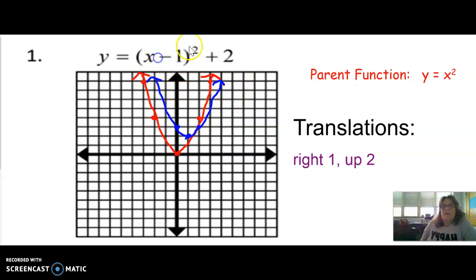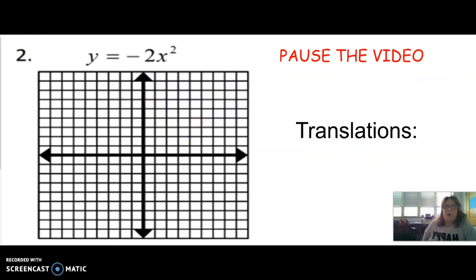Because I have a -1 inside, then that means that it's translated opposite of this sign if it's inside a grouping symbol. So it's translated to the right one. Outside the grouping symbol, it moves it up or down in the same direction as the sign, so up 2. Right 1, up 2. Number 2, pause your video.